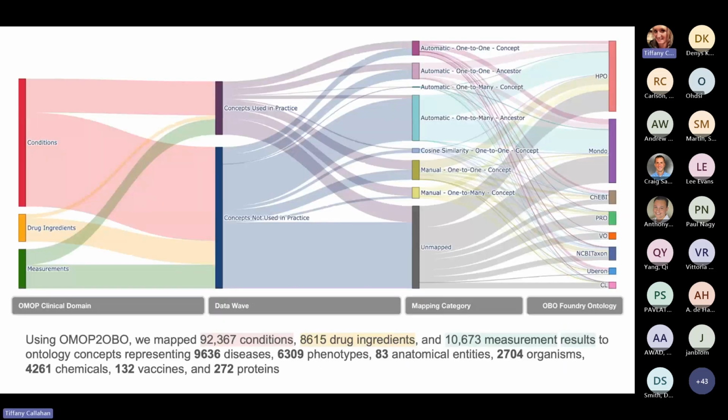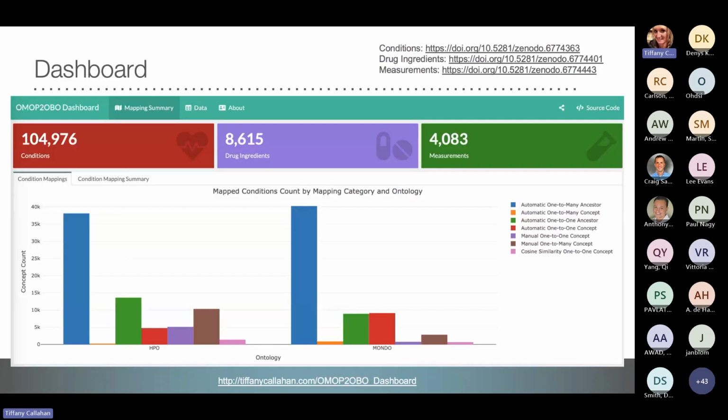So using OMOP2OBO, we built a map set, or a set of mappings, for 92,367 conditions, 8,600 drug ingredients, and over 10,000 measurement results to ontology concepts that represented over 9,600 diseases, over 6,000 phenotypes, 83 anatomical entities, 2,700 organisms, 4,200 chemicals, 132 vaccines, and over 270 proteins. So a rich set of annotations. And using R and Flex Dashboard, you can interact with mappings for each of these domains and download them there if they're of interest to you. So we are currently maintaining this.